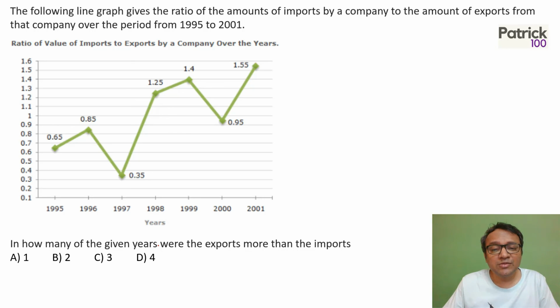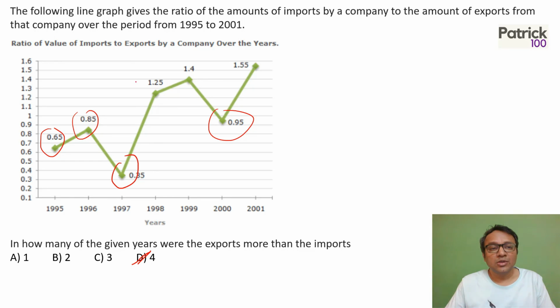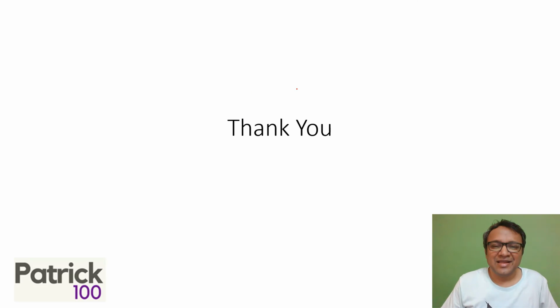In how many of the given years were exports more than imports? So wherever the ratio is less than 1, there exports is more than imports. So we have '95, '96, '97, and 2000. 4 years where exports is more than imports. Okay, because of the ratio of imports upon exports, wherever the ratio is less than 1, that's where exports is more than imports. Right? Yeah. Thank you.